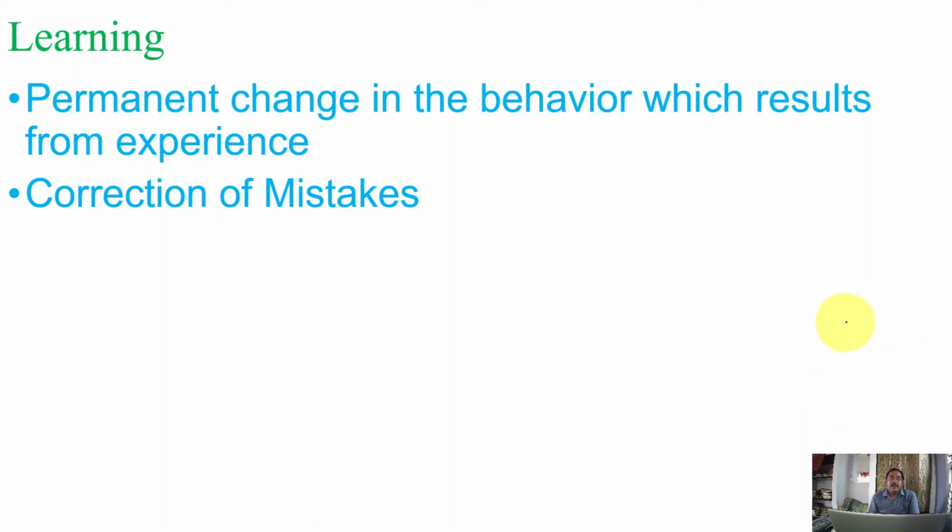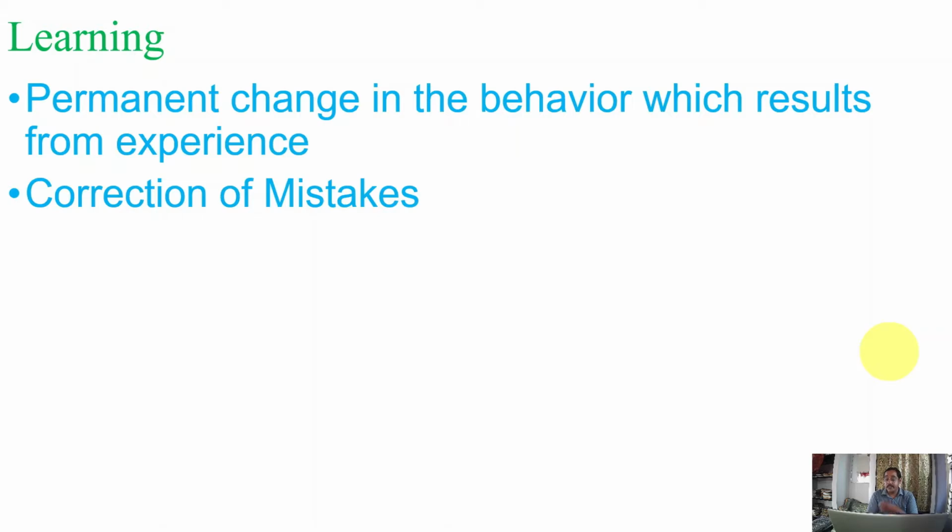Hello everyone. We have learned learning by conditioning in the previous episode. In this episode, we will go for the second one. Before going to that, let us consolidate the definitions of learning we have learned so far. We have learned two definitions of learning. The first one is permanent change in the behavior which brings learning. The second one is the correction of mistake.